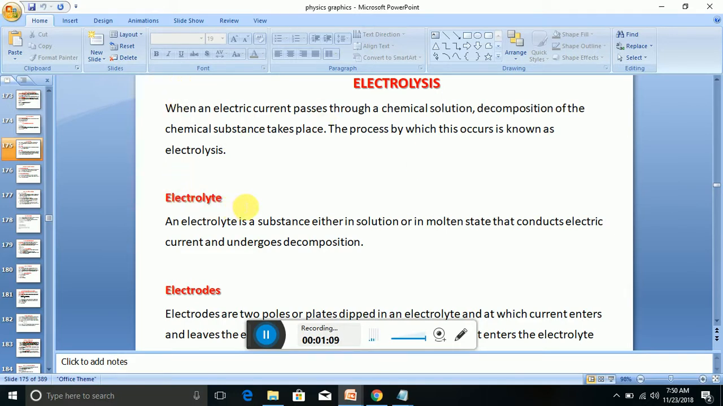Now, what is an electrolyte? An electrolyte is a substance, either in solution or in molten state, that conducts electricity or electric current and undergoes decomposition. So that very solution that decomposes when electric current passes through it is known as the electrolyte. This solution can also be in molten form.